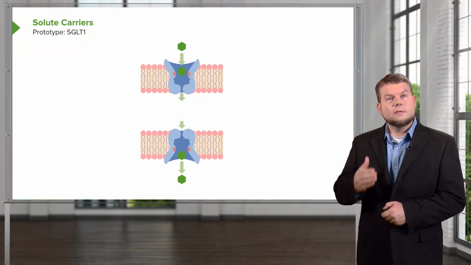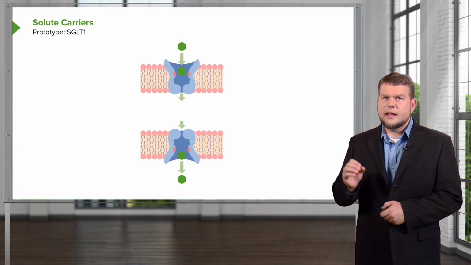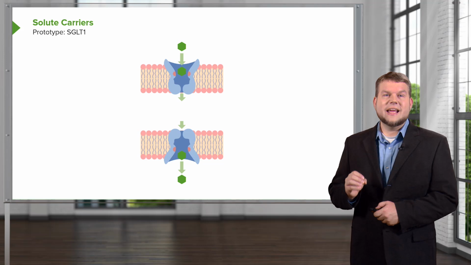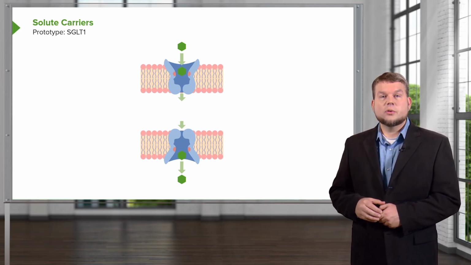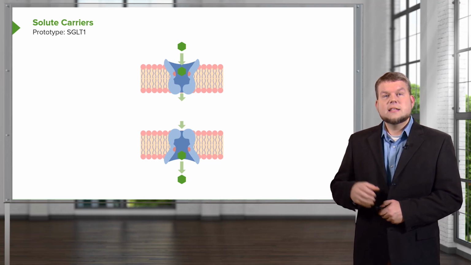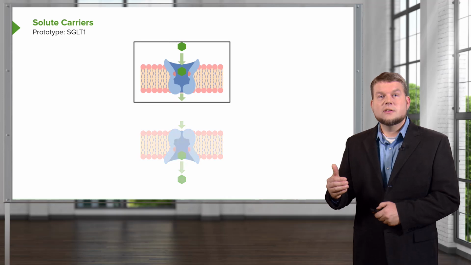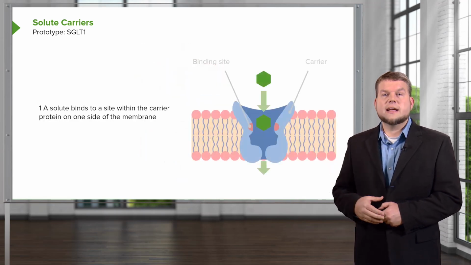Let's now move on to the final type of carrier that we're going to talk about in this lecture, and that's solute carriers. The prototype that we're going to use is an SGLT1. These particular transporters are very nice, and in this particular example, we're going to have a molecule that will enter into this particular cell, into this transporter, and then have it ratchet to exit.